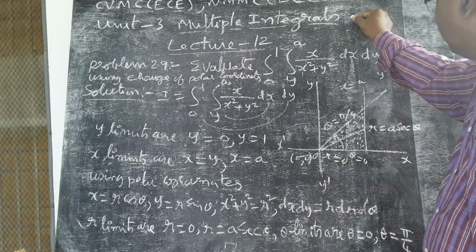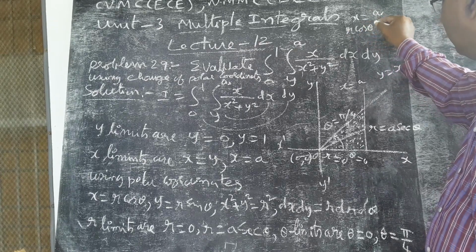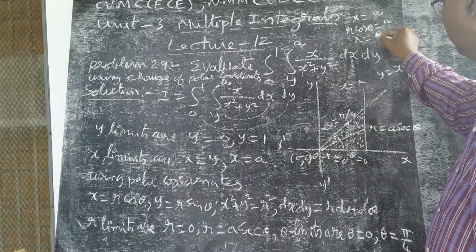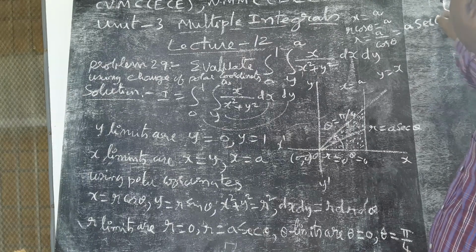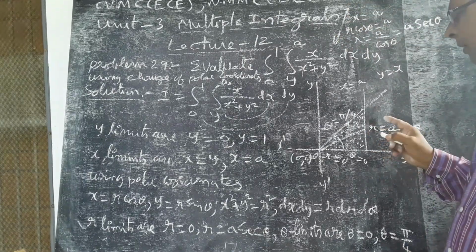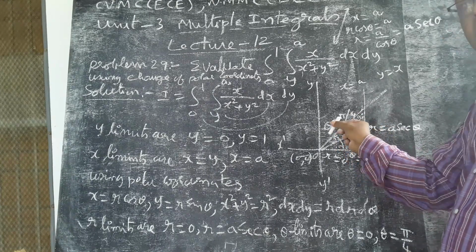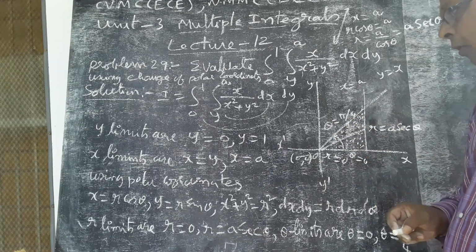Actually, x is equal to a. X is r cos theta is equal to a. From this, the r value is a by cos theta, so a secant theta. This is the way of getting the r value here. To cover the region, moving the strip like this, theta is equal to 0 to theta is equal to pi by 4.